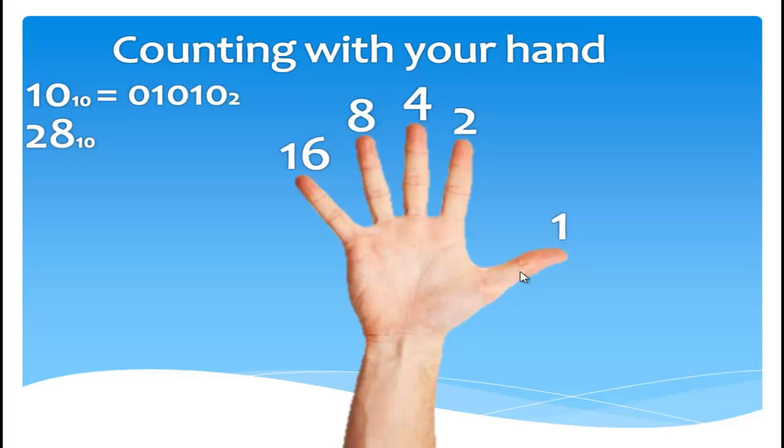Now what if we're going to do 28? Well, the same idea. We're going to place a 1 in the 16, a 1 in the 8, a 1 in the 4, and these are going to stay down. So you'll have 1, 1, 1, 0, 0: 16, 24, 28.